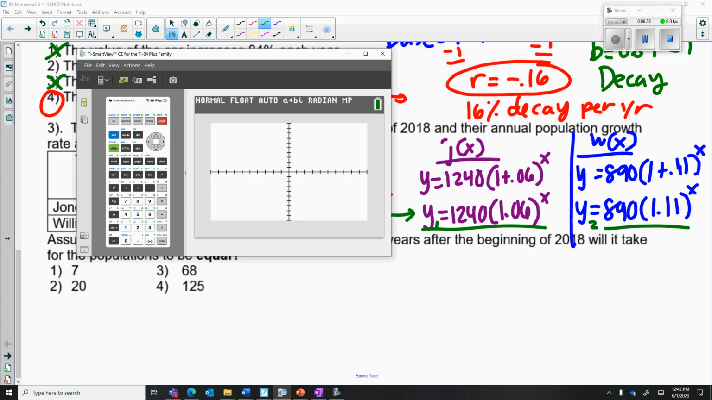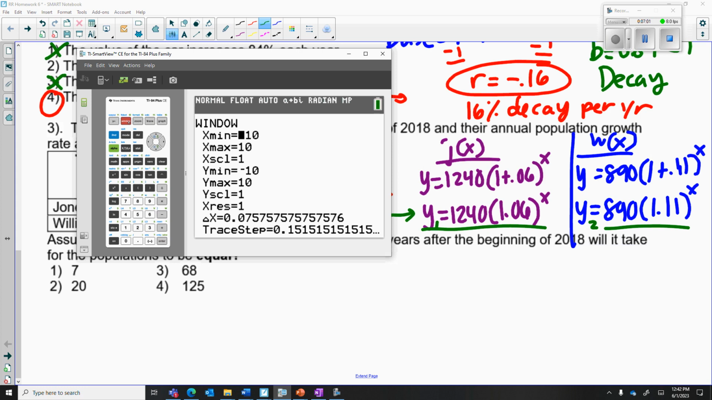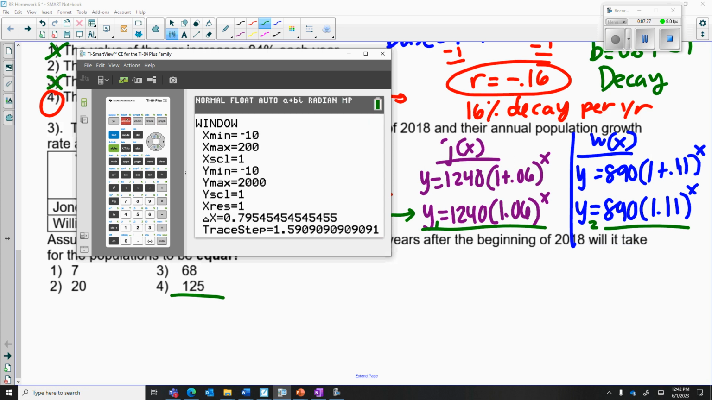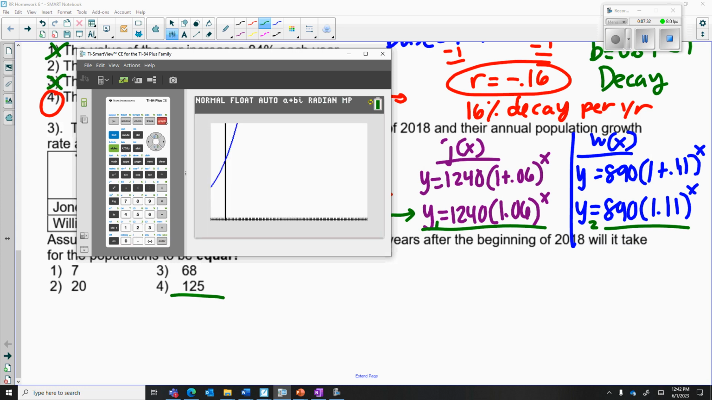So what I have to do is change my window, and I want to make my y maximum bigger than 1240. So I'm going to make my y maximum like 2000. Why not? And then also I want to make my x maximum bigger than the biggest choice in the answers, which is 125. So I'm going to make my x maximum maybe 200. Now I'm going to hit graph and see what happens. So I made my window too big, but I can see the intersection. If I want to make my window a little smaller, maybe I'll make it 100 and hit graph, and I could see it a little better here.